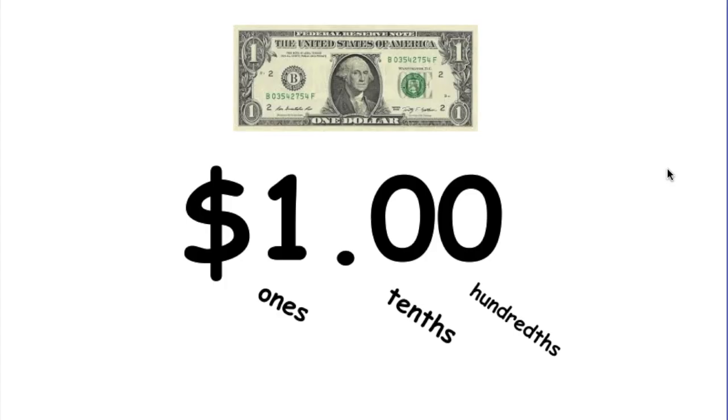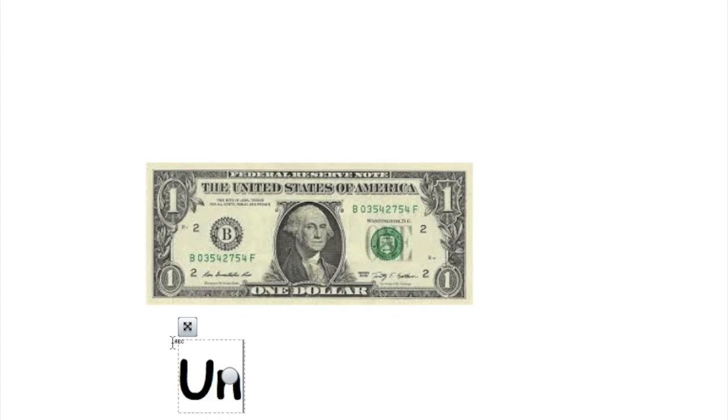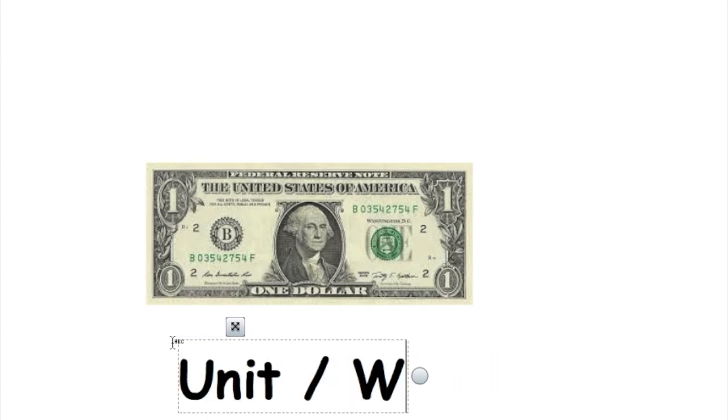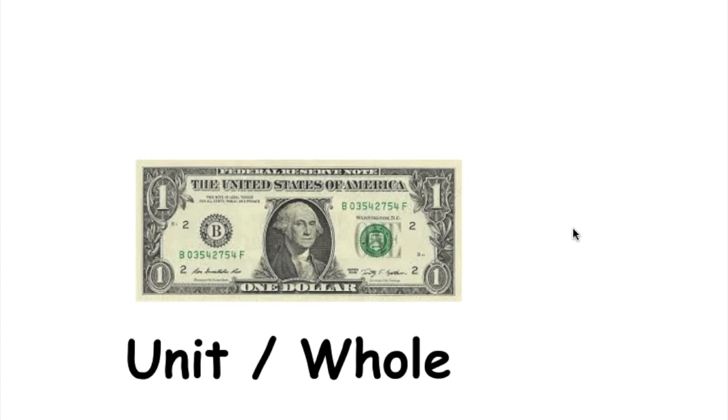So in the case of money, we can use place value too. $1, seen like this, shows 1 in the ones place, and after the decimal point, we have 0 tenths and 0 hundredths. What would tenths and hundredths look like in relation to a dollar? First, we'd have to consider $1 as our unit, or whole, meaning our starting amount.